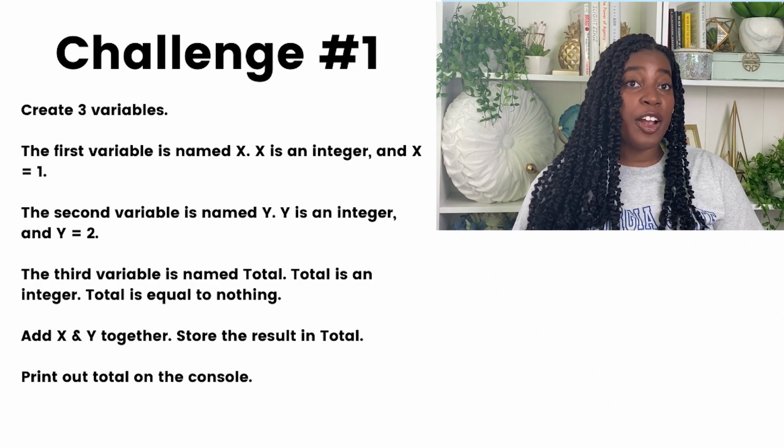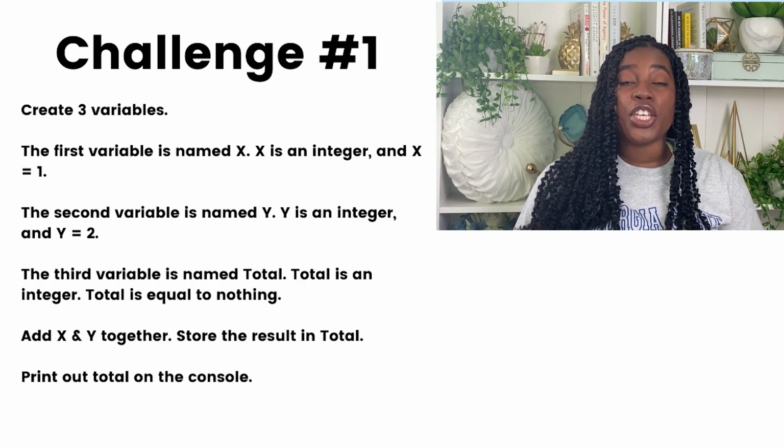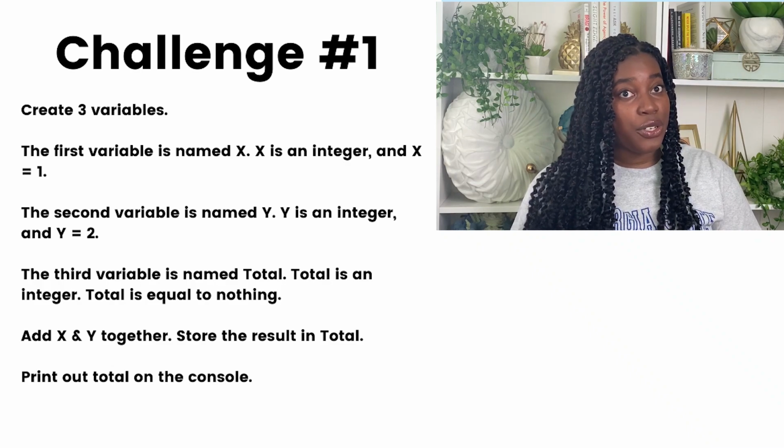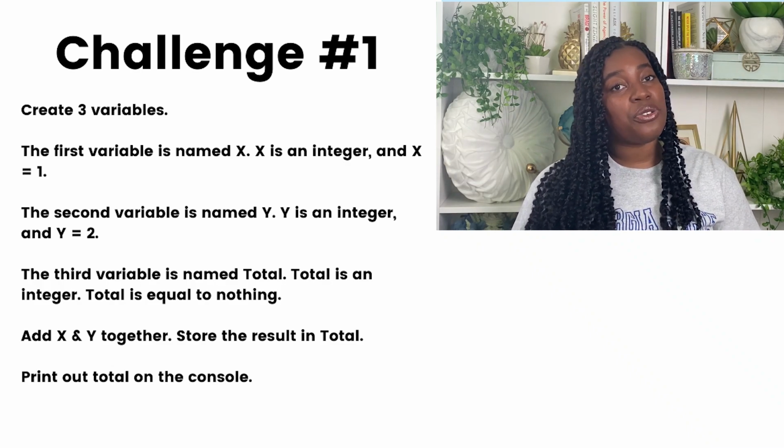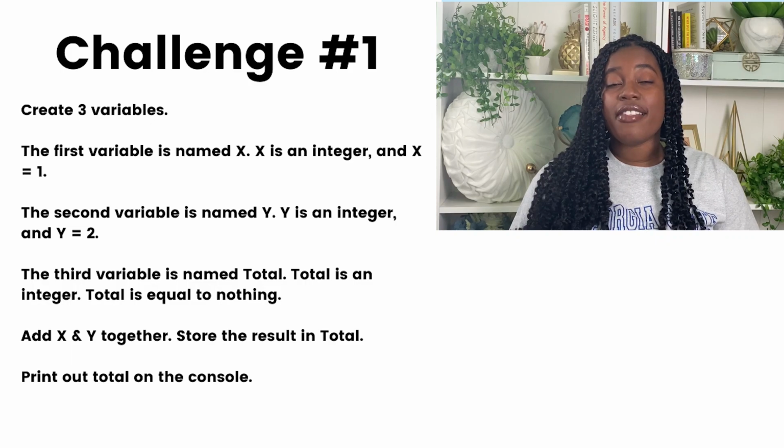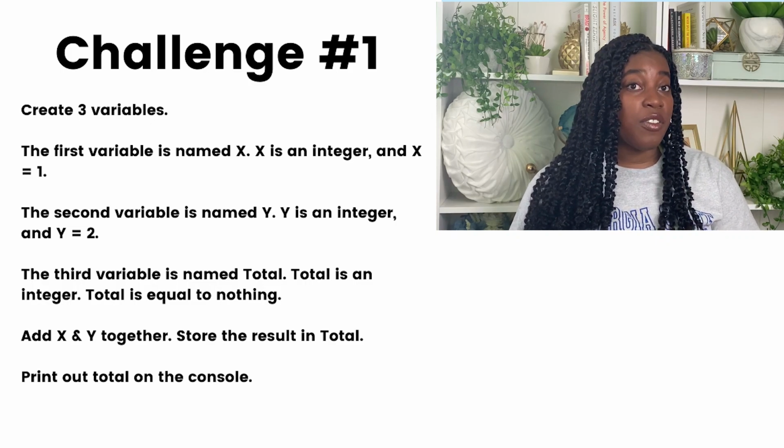To create a variable that does not have a value, you do the type, we're going to do integer, the name, we're going to do total, and just a semicolon. This is how you create a variable that does not have a value.